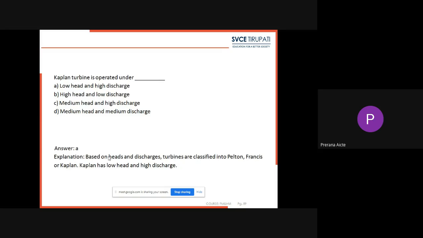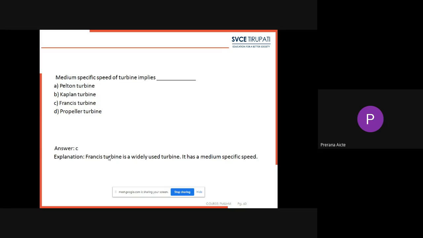Next question, Kaplan turbine is operated under low head and high discharge. The medium specific speed of the turbine implies Francis turbine. Francis turbine is a widely used turbine. It has the medium specific speed. High specific speed of a turbine implies Kaplan turbine.